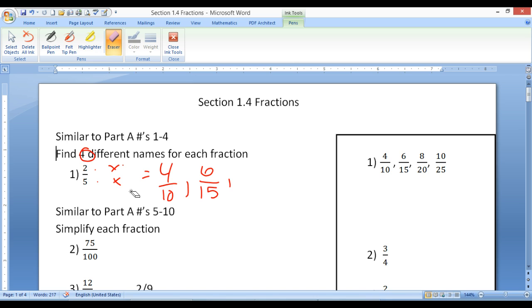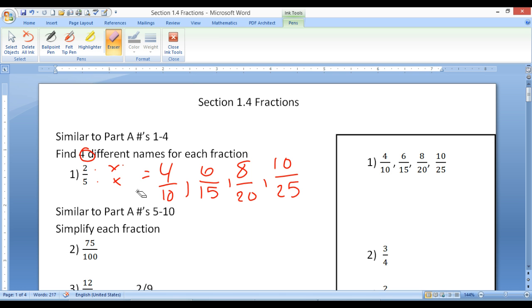There we go. Okay, now I'm going to go ahead and multiply by 4 to the numerator and the denominator, which gives me 8/20. And I only need one more for my 4 different ones. So now I'm going to multiply by 5, which gives me 10/25. And I could have picked any numbers I wanted. I could have done 100, and then I would have had 200 over 500. It doesn't matter, it just wanted different names for the fraction.